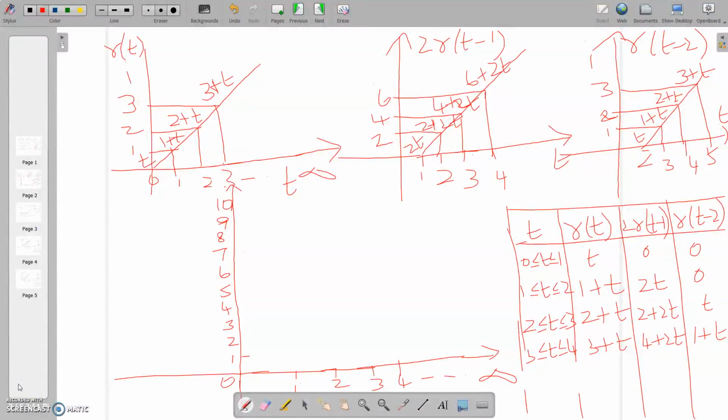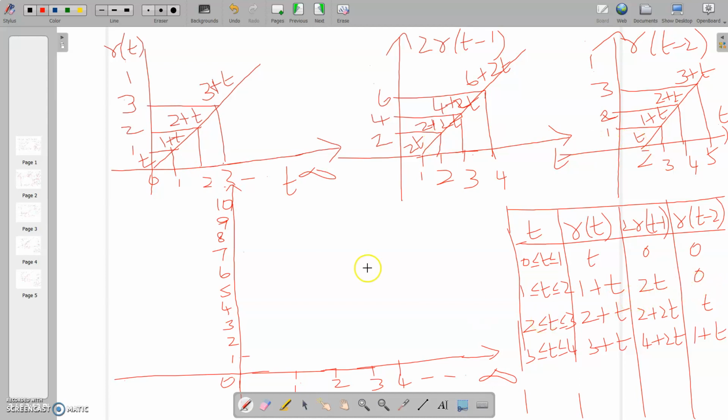And then we have added. What are all the durations we have? 0 to 1. What is the amplitude here? This is t in r of t. So represent that. And what is there at 0 to 1? It is 0, and then for r of t minus 2 it is again 0. What about 1 to 2? 1 to 2, here it is 1 plus t, here it is 2 plus t, here it is 0.